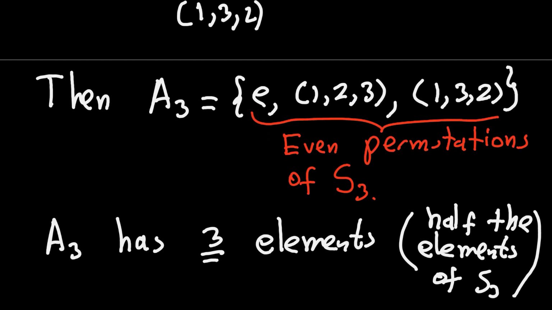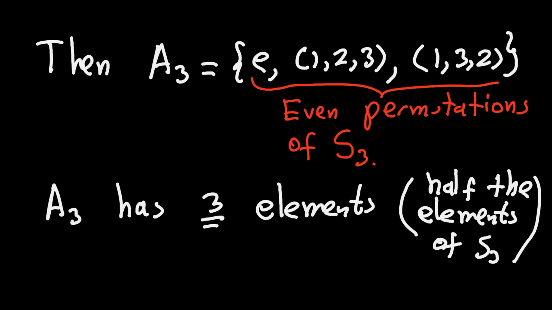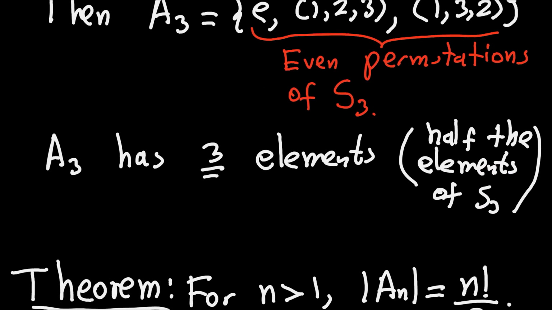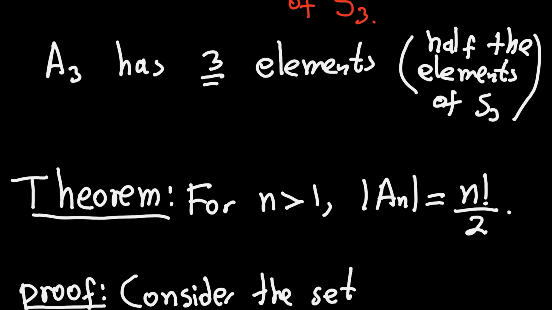In this particular case, we have 3 elements in A3: 1, 2, 3 elements. So A3 has 3 elements, and that's half of the elements of S3. S3 has 6 elements because it's 3 factorial. Now, this is not a coincidence. The fact that A3 has half of the elements of S3 is not a coincidence, because of this theorem.